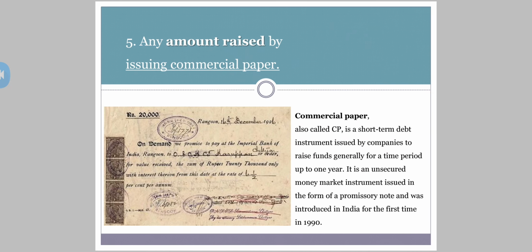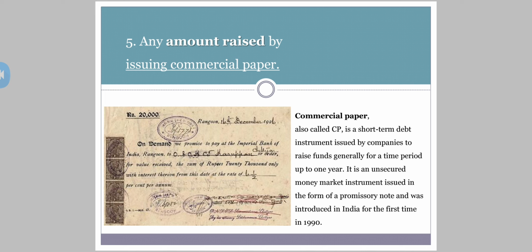The fifth point here is very important: any amount raised by issuing commercial paper. To raise an amount is to generate or to receive it. Now what is commercial paper? This is not in the textbook. All you are supposed to remember is only the main highlighted important points. You are not supposed to explain commercial paper; this is just for your understanding.